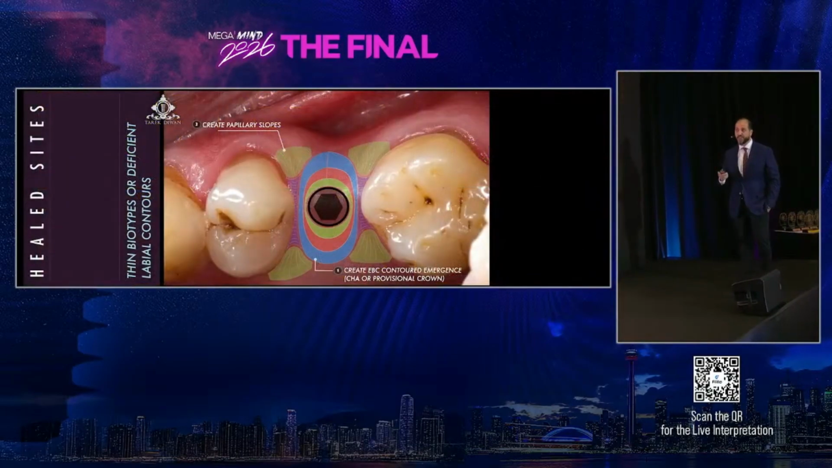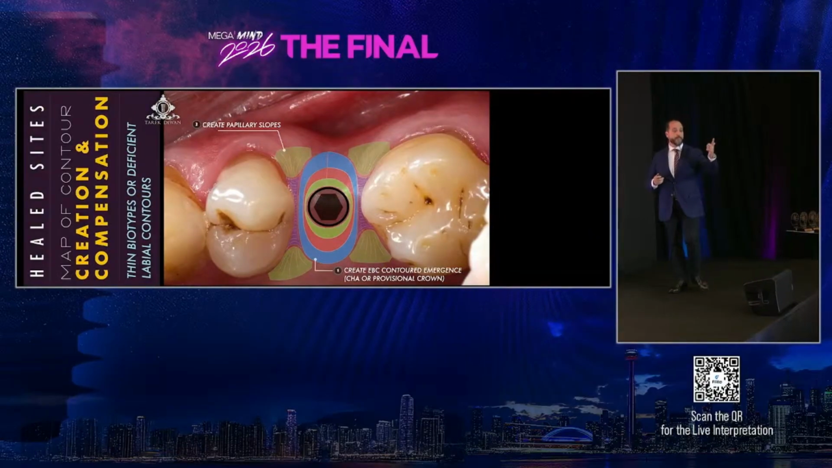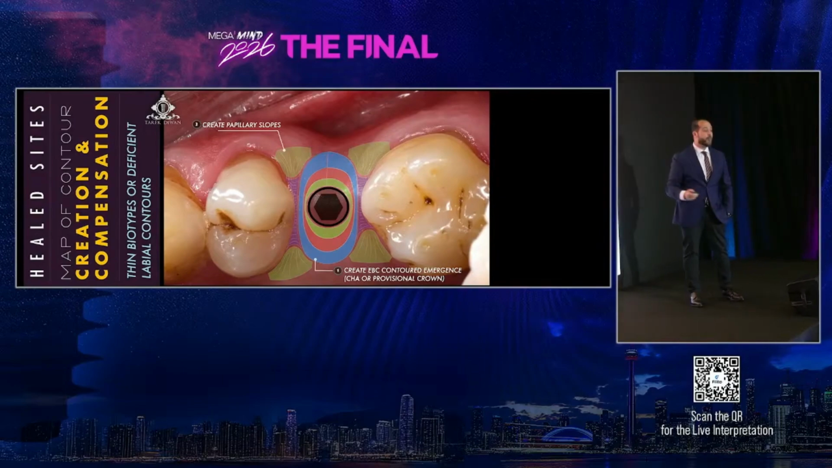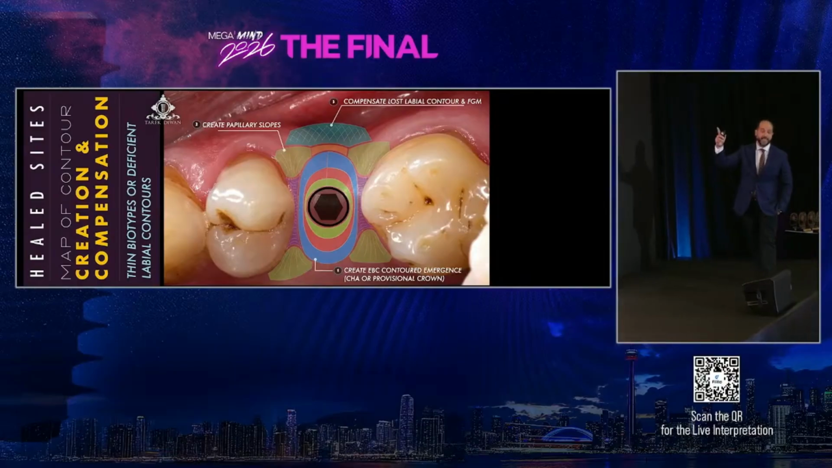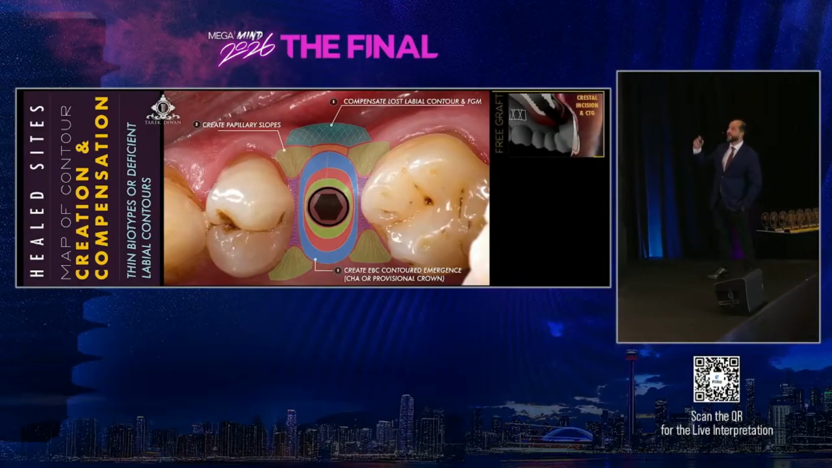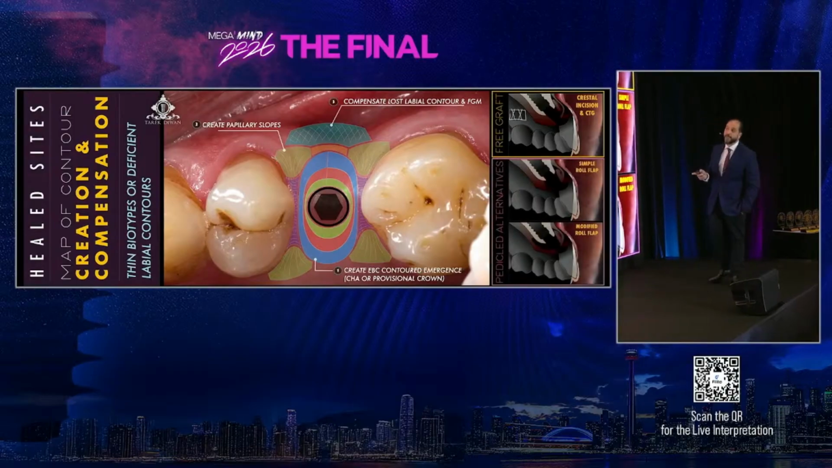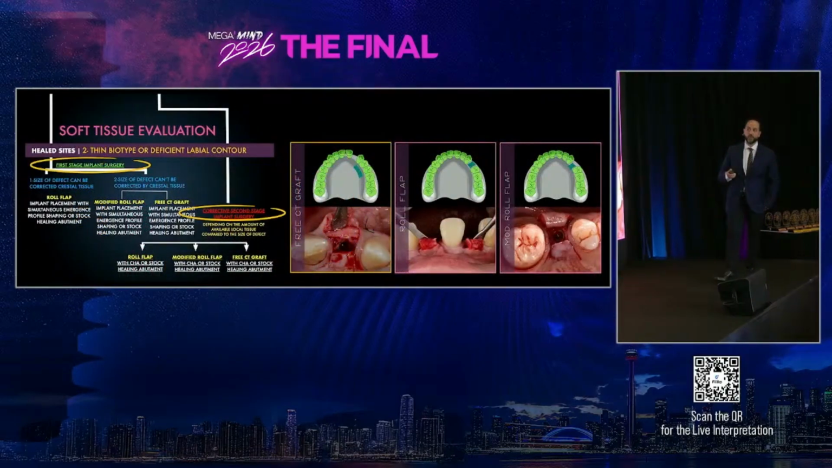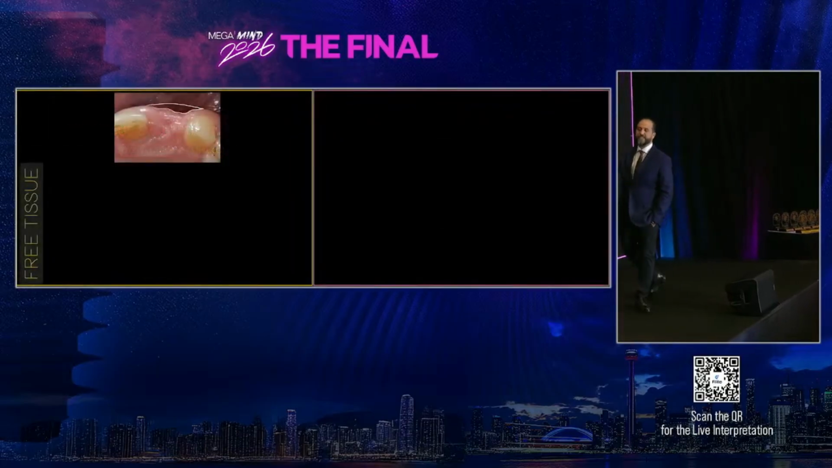So that is why in such cases we follow what we call the map of contour creation plus compensation, where we basically need to compensate the labial soft tissue volume on the labial side, and this can be achieved with one free grafting method or 2 pedicled alternatives that can be done on the first stage surgery or even on the second stage surgery. So let's start with the very famous free tissue grafting method.